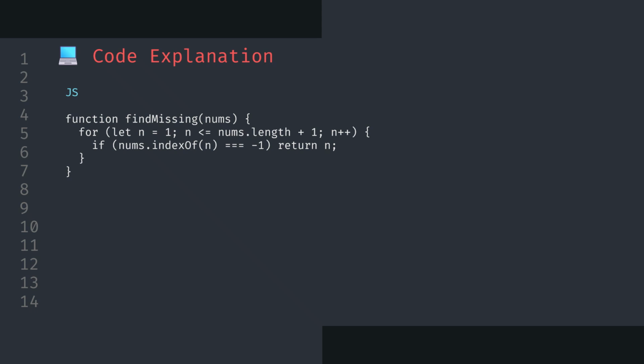This function, findMissing, loops from 1 up to num's length plus 1. Because our sequence is supposed to have exactly one extra number compared to the given length, we use indexOf to check if the number exists in the array. If not, we return it immediately as the missing number.